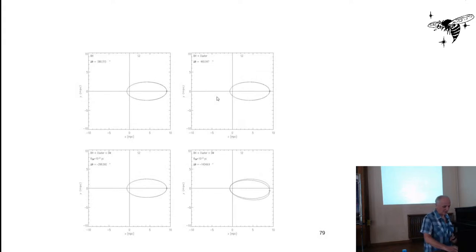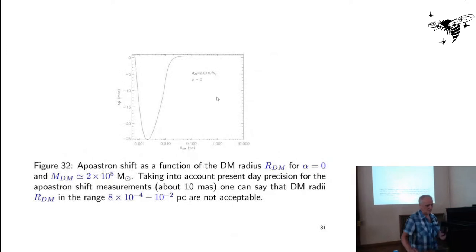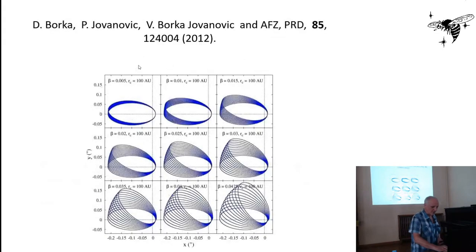In this case, we could constrain dark matter concentration near the galactic center, as was shown in this picture, because we have no shift in the negative direction. And also we could constrain alternative theories of gravity. In recent years, people suggested so many alternative theories of gravity to explain dark matter and dark energy phenomena as a gravity effect.